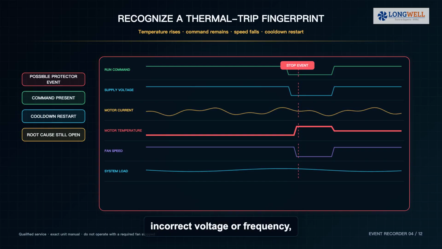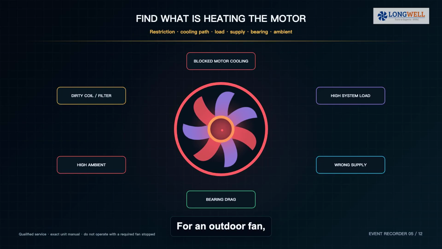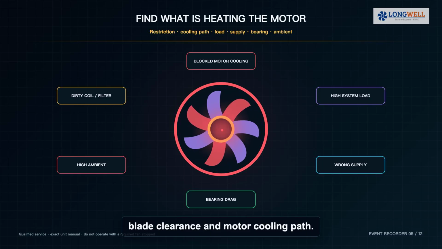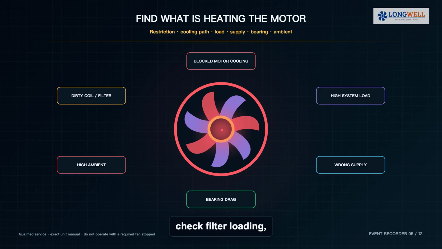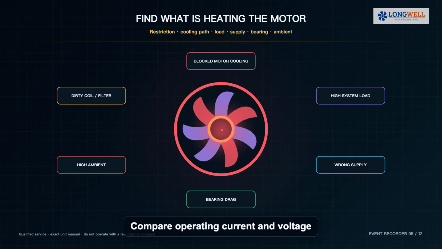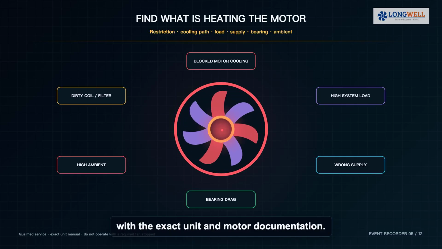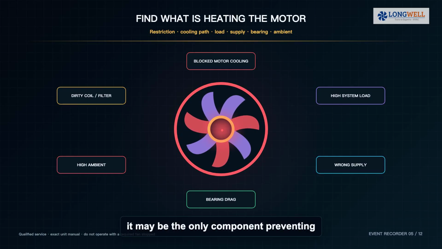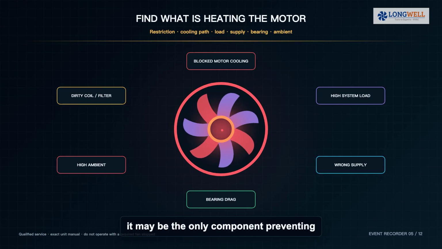Restricted cooling, excessive load, incorrect voltage or frequency, high ambient temperature, bearing drag, winding damage or the wrong motor application can all push temperature upward. Follow heat back to its source. For an outdoor fan, check the coil, grill, blade clearance and motor cooling path. For an indoor blower, check filter loading, coil condition, wheel contamination and system static pressure. Compare operating current and voltage with the exact unit and motor documentation. A protector should never be bypassed, it may be the only component preventing further damage.